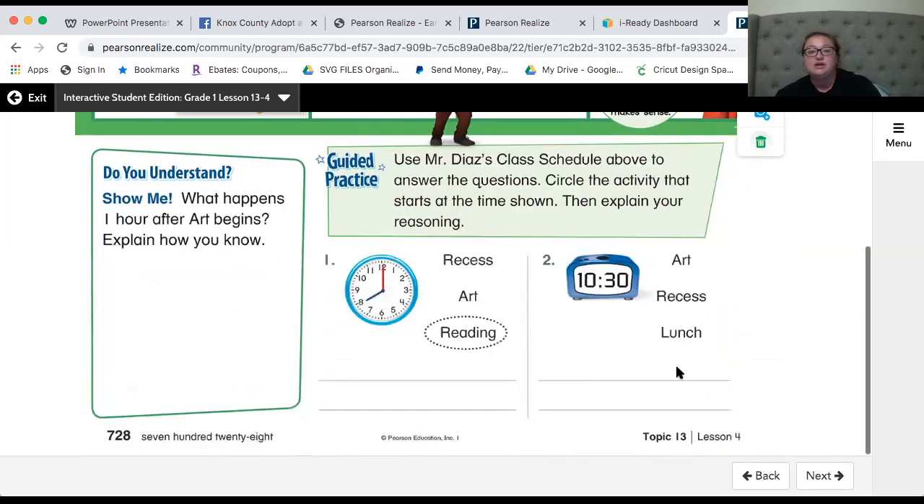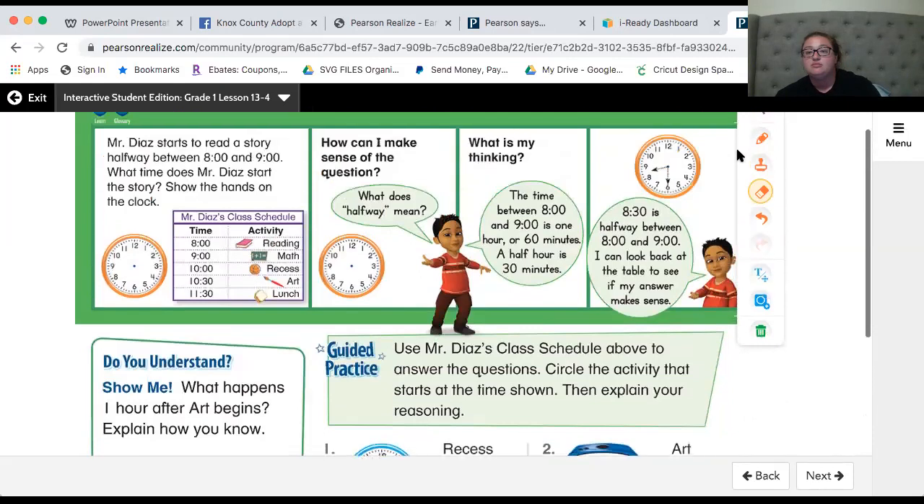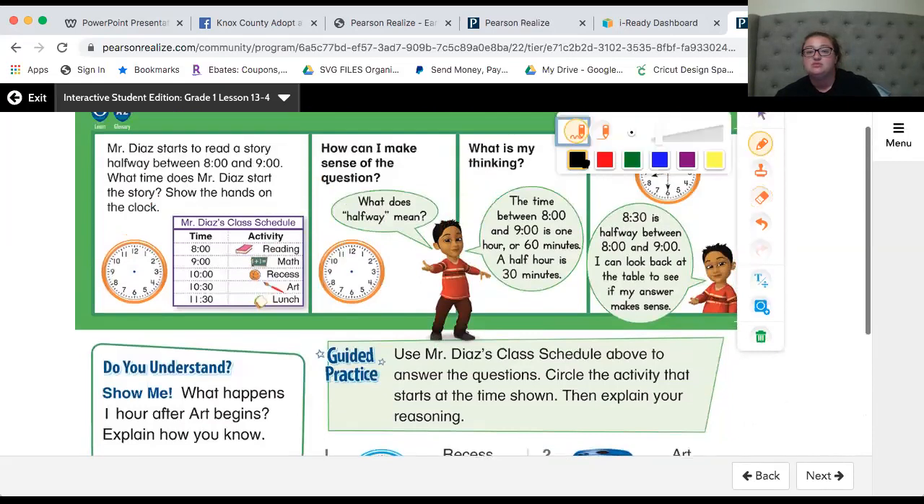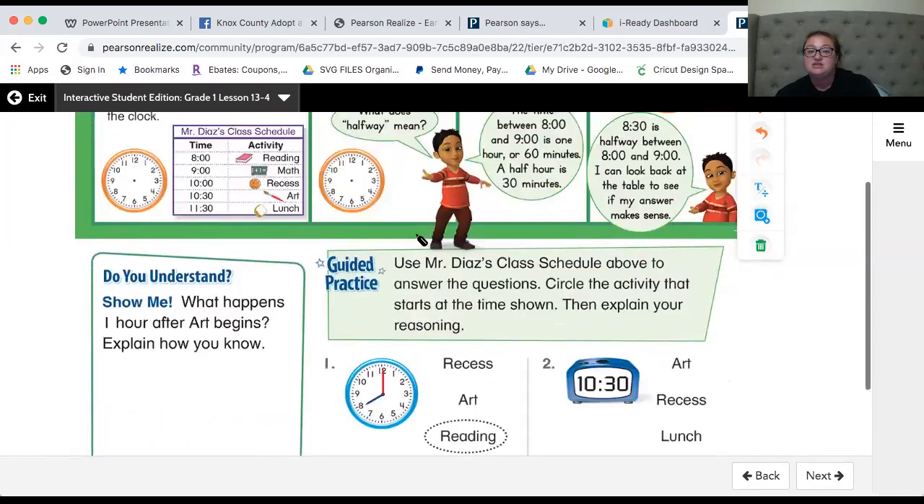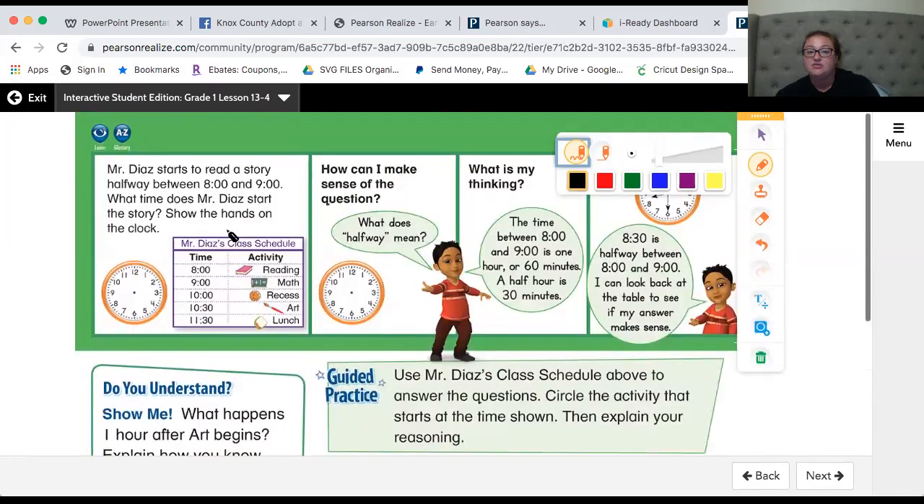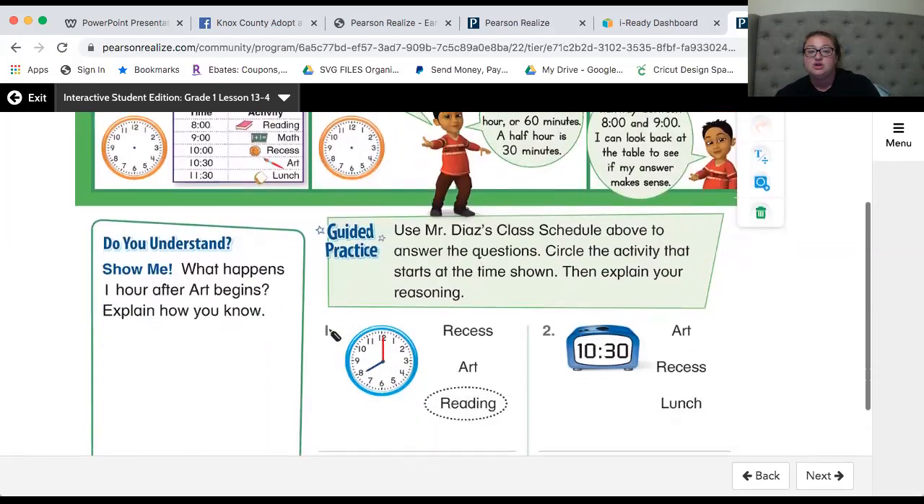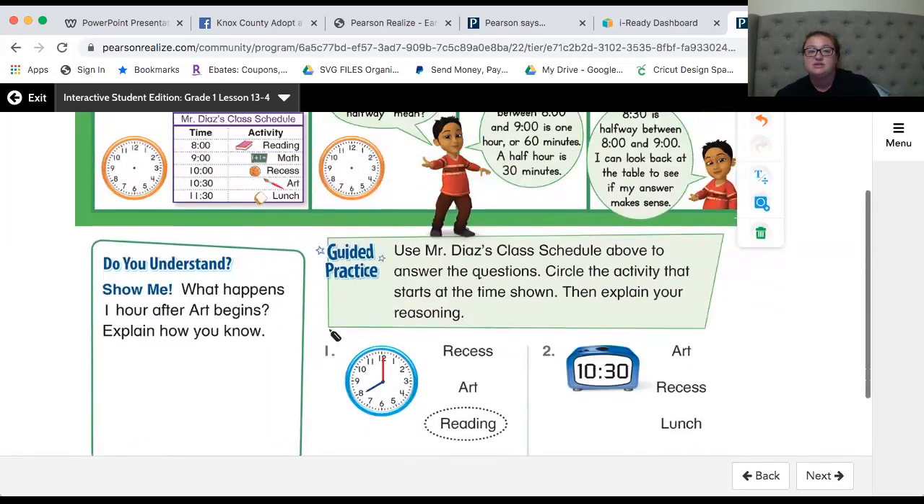Let's look down at the bottom. Let me get this on so it won't scroll down with me. Number 1. Use Mr. Diaz's class schedule above to answer the questions. Circle the activity that starts at the time shown. Then explain your reasoning. So you're going to be using this chart right here. We're going to use this chart to answer these questions.